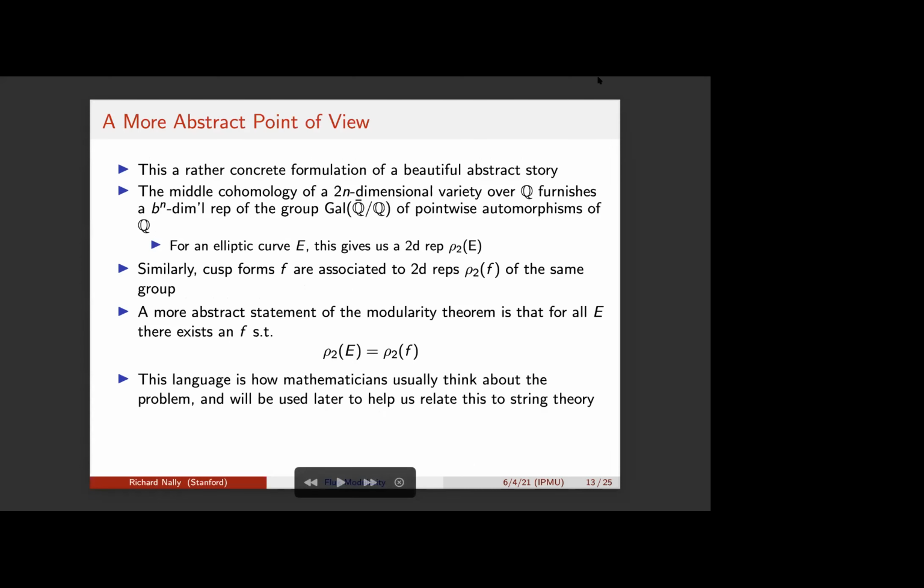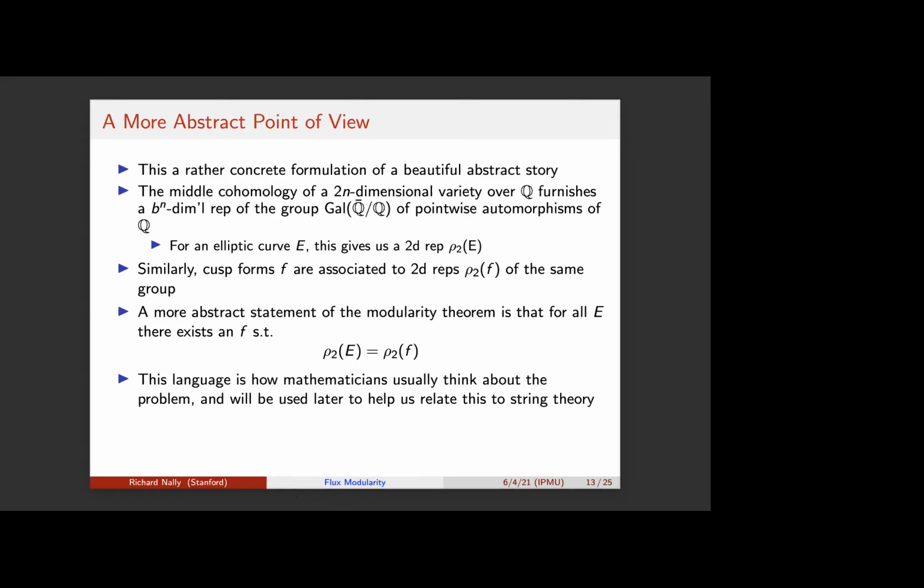So before I move to threefolds from elliptic curves, let me say some words on a more abstract point of view on everything I just said. So far I've been fairly concrete. I've talked about solutions to equations, but like all good math, there's a more abstract point of view.